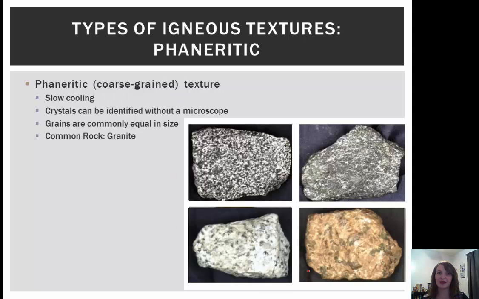Next, we have phaneritic. Phaneritic is what we consider coarse-grained, so this is slow cooling. Crystals can be identified without a microscope, and grains are commonly equal in size. So this is pretty typical of granite.